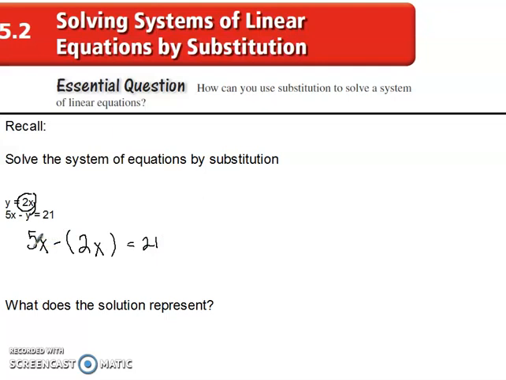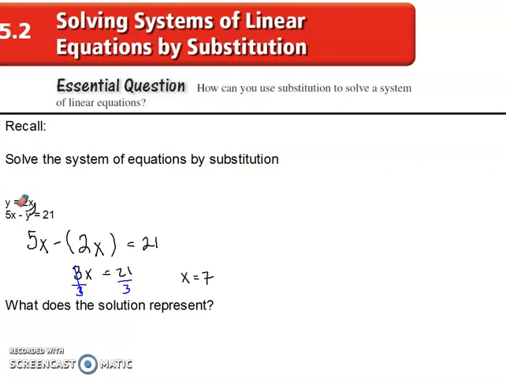Now I can solve. 5x minus 2x is 3x is equal to 21. And my last step is to just divide by 3. And I have solved for x. So x is equal to 7. Now we are not asked to find just x in this case. We are asked to solve, which means I need to find both x and y.